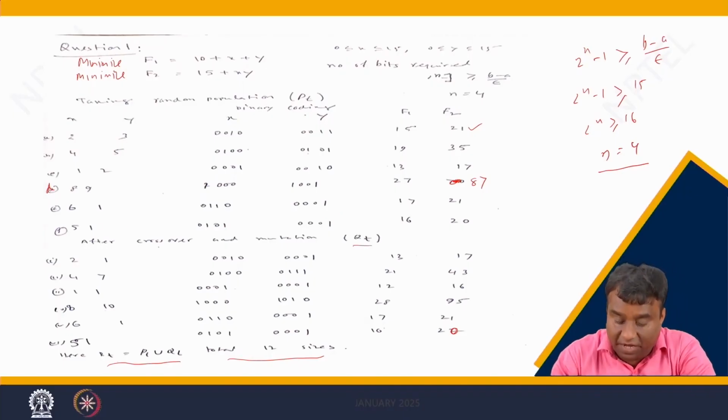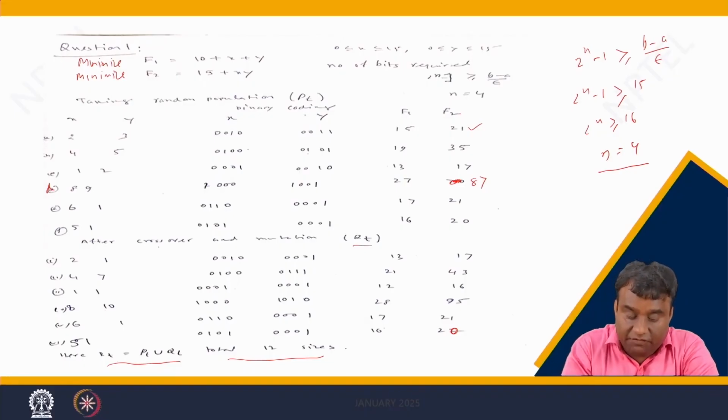Now find the values of F1 and F2. So F1 is 10 plus x plus y, so it is 10 plus 2 plus 3, that is 15. F2 is 15 plus 2 into 3, that is 15 plus 6, that is 21. Similarly, we calculate the values of F1 and F2 for all.